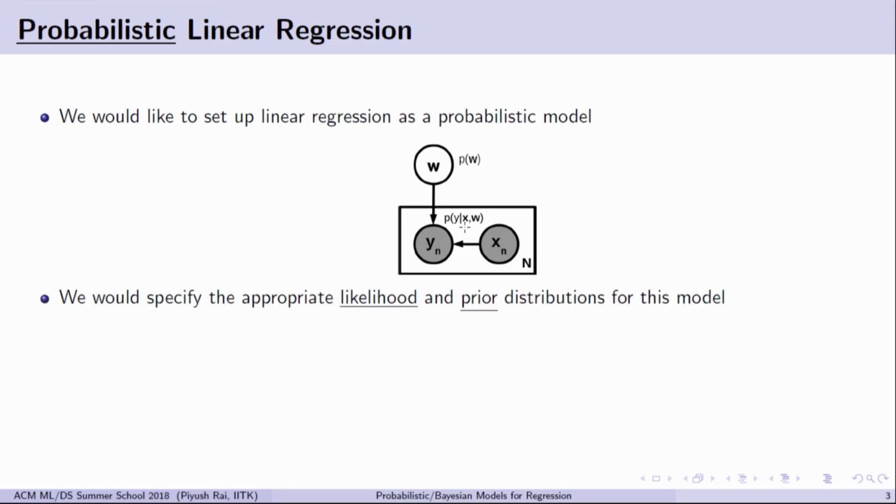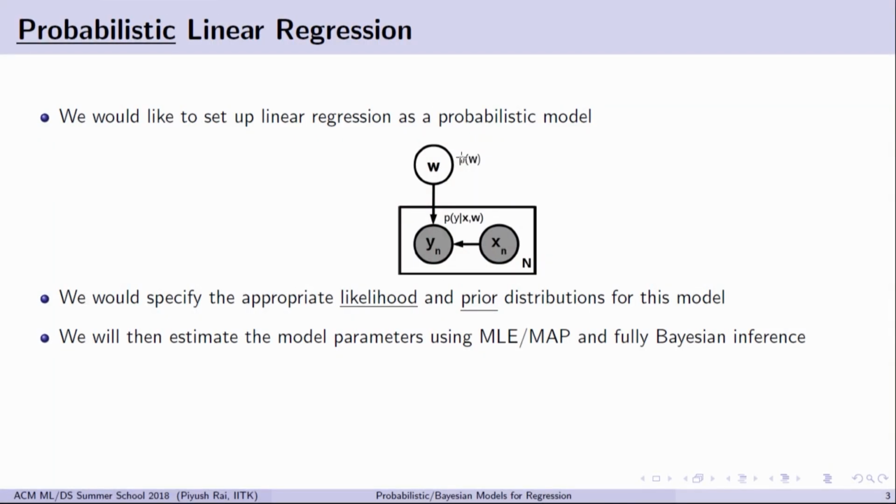As I said, in order to set up a probabilistic version of this model, we will specify an appropriate likelihood model, P of y given x comma w, and a prior distribution, P of w. We have not yet specified what these distributions will be. We will be looking at that shortly. And once we have specified the likelihood and a prior, then we can do our probabilistic estimation using MLE or MAP or fully Bayesian inference that we will look at later.